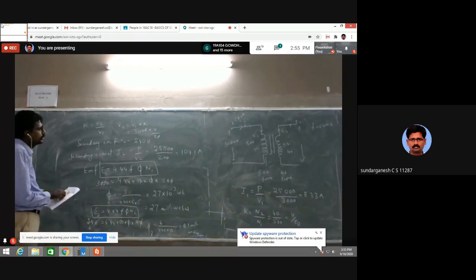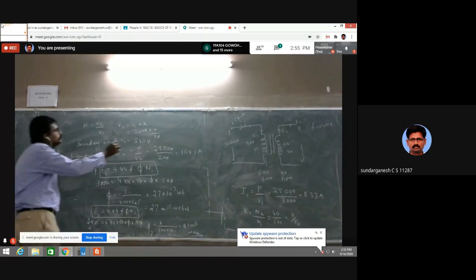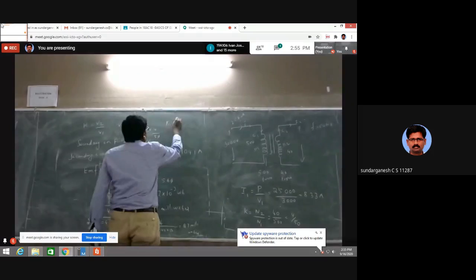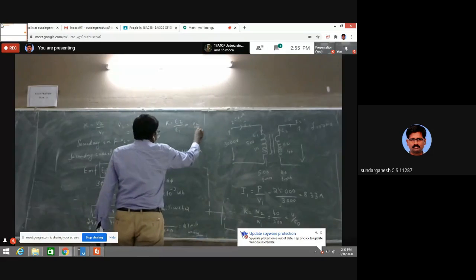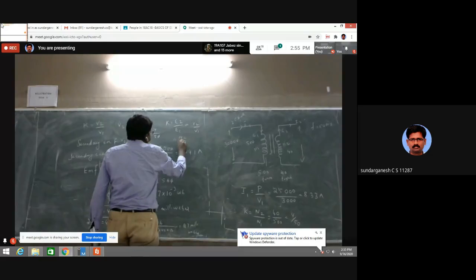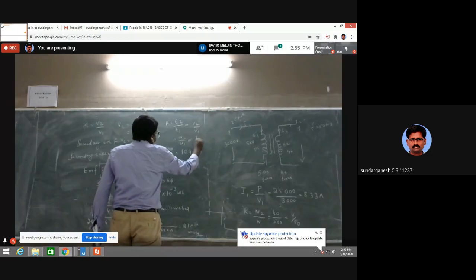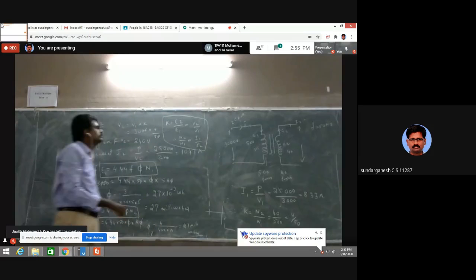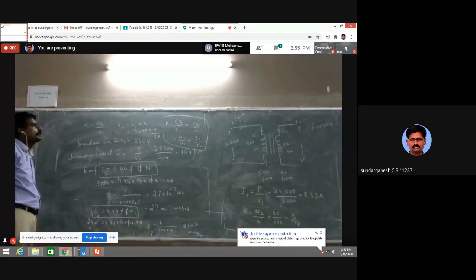So I am writing the equation. K is equal to E2 by E1 or V2 by V1 or N2 by N1 or I1 by I2. So these are the 4 formulas for K. You can use any formula. If you use the formula K equal to I1 by I2, you can find it there itself.